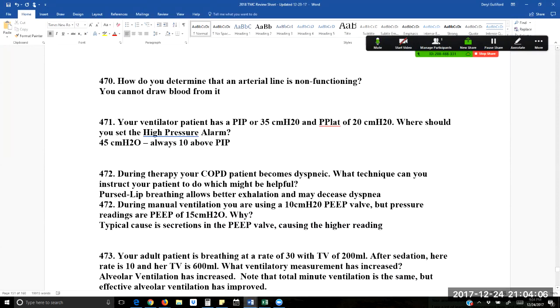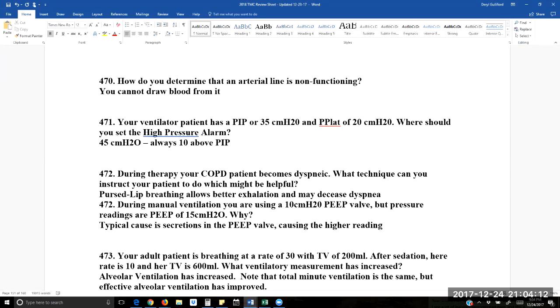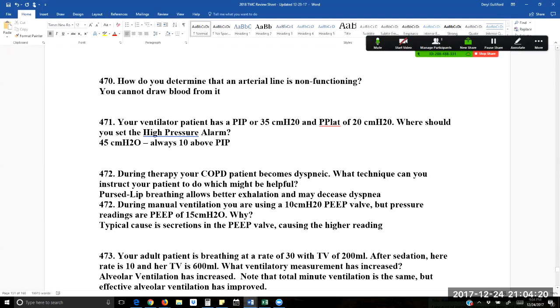Okay, how can you determine that an arterial line is non-functioning? Well, you can't draw blood from it. You've probably got a damped waveform also, not a good waveform. But when you adjust the stopcock and try to pull blood back from it, it will not function. So that means the arterial line is no good, probably needs to be replaced.